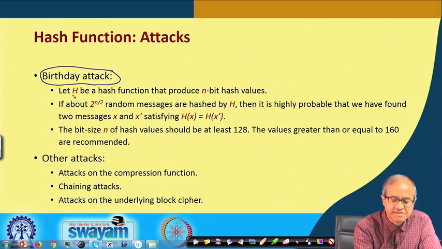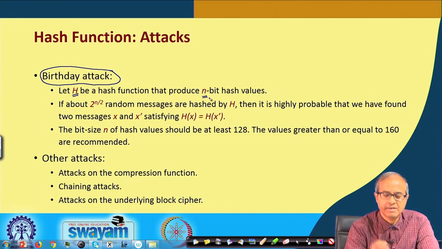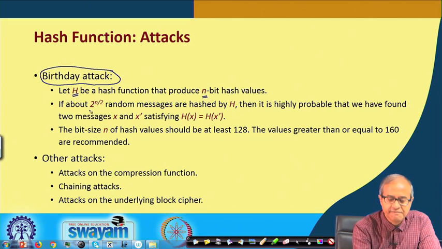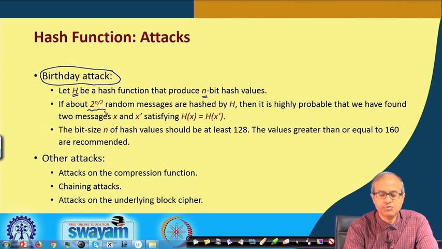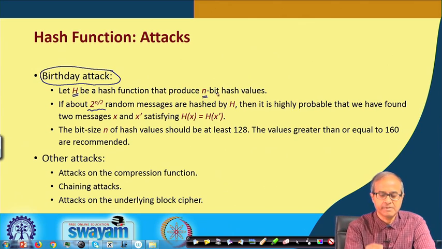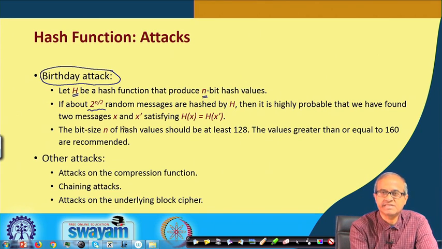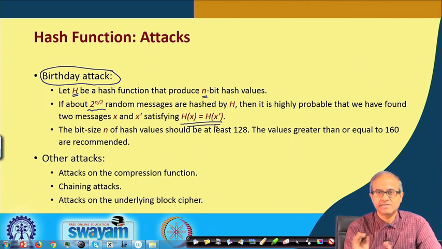Let us say H is a hash function that generates n bit hash digest values. Birthday attack says, if you can generate 2 to the power n by 2 random messages, say hash values are much smaller, 2 to the power n by 2 is even smaller, not 2 to the power n, I am talking about 2 to the power n by 2. Random messages are hashed by H, then there is a theory which says that there is a high probability that you have 2 messages x and x prime generated with the same hash value. There is a theory behind it, okay? A number theoretic proof is there.